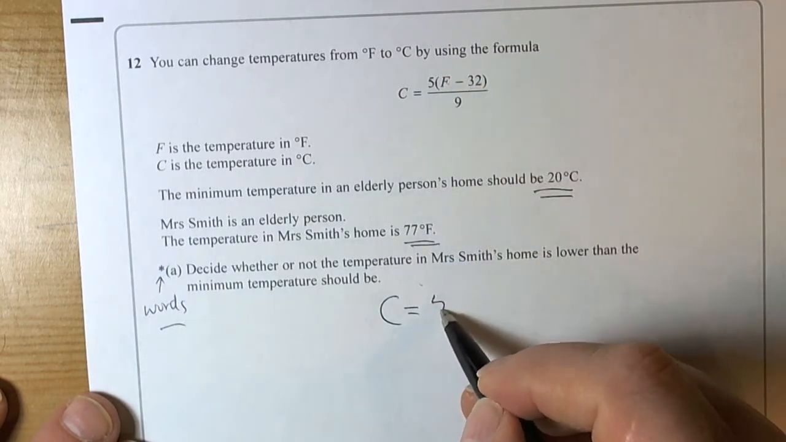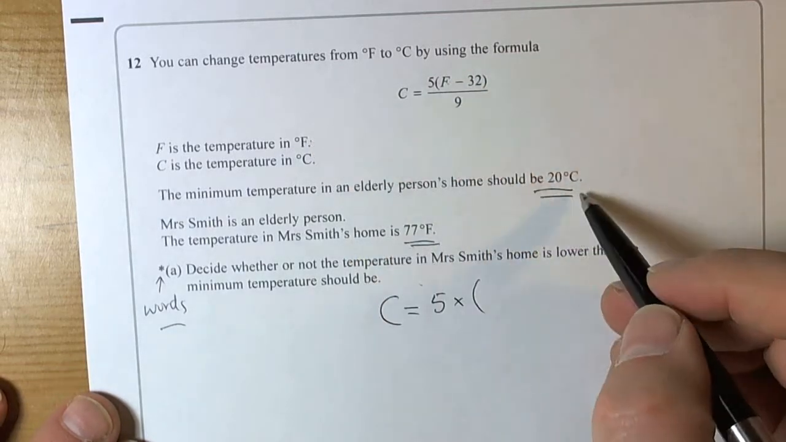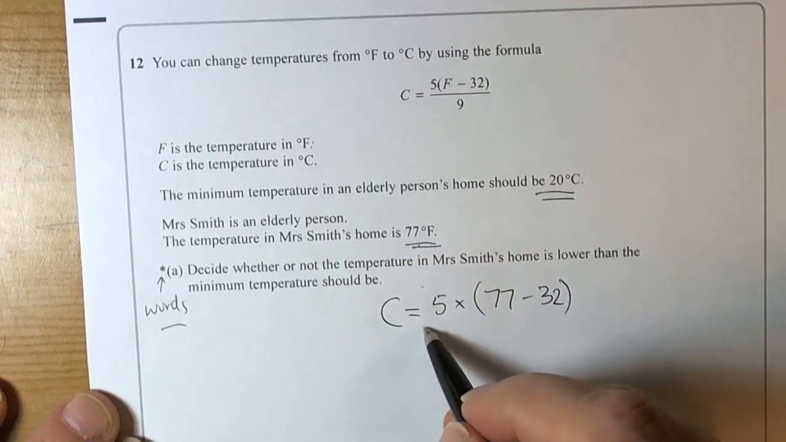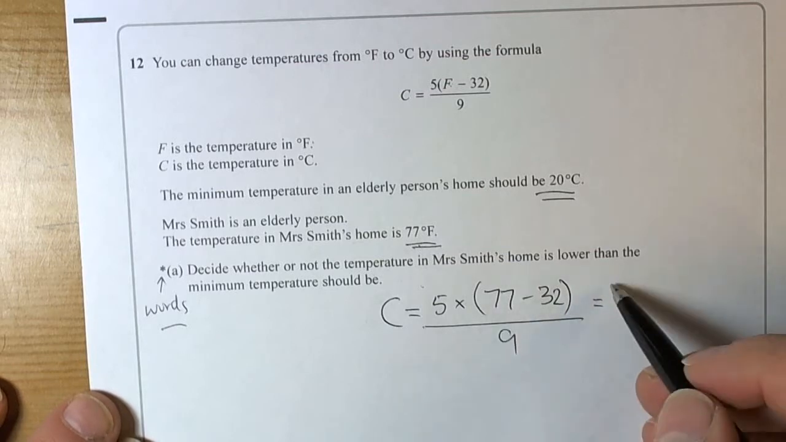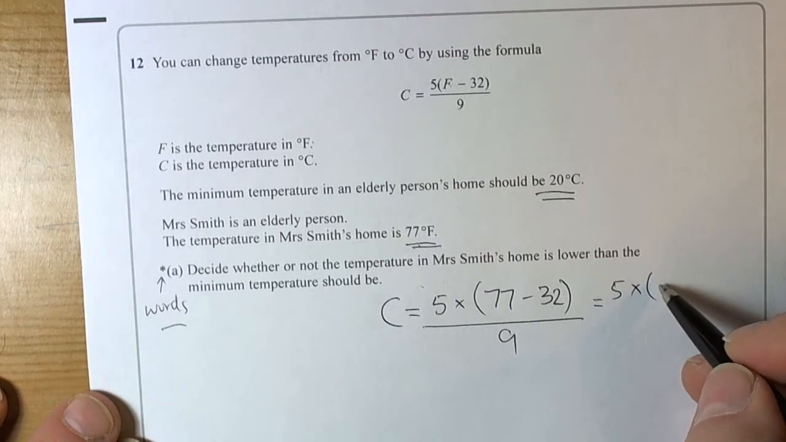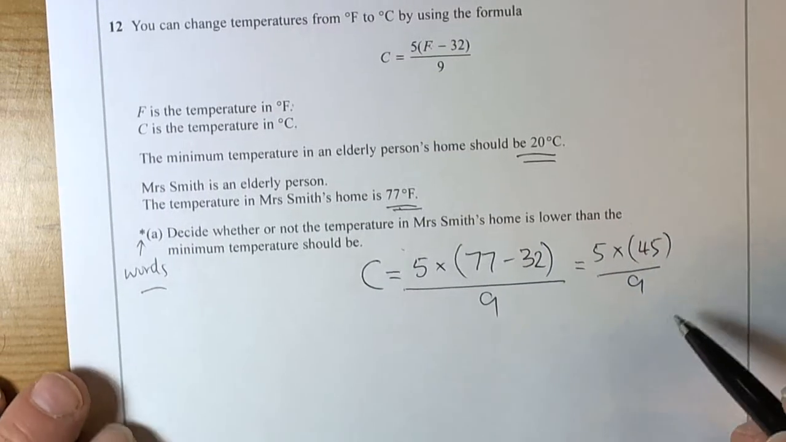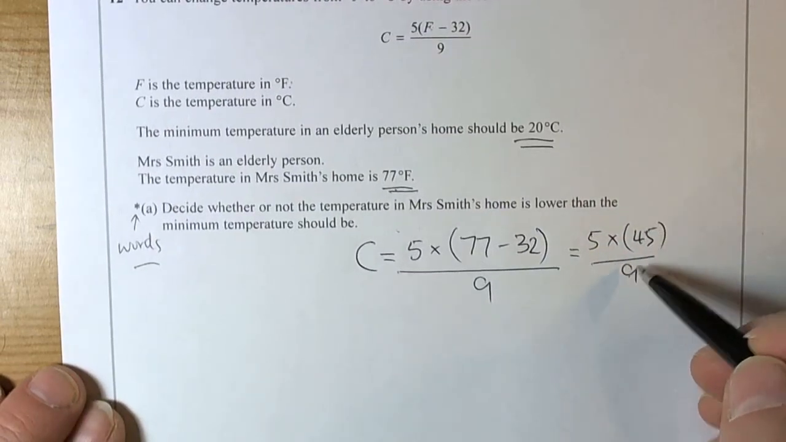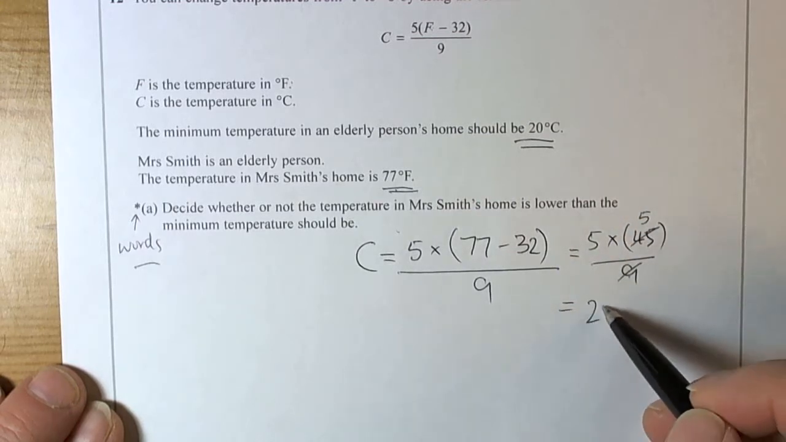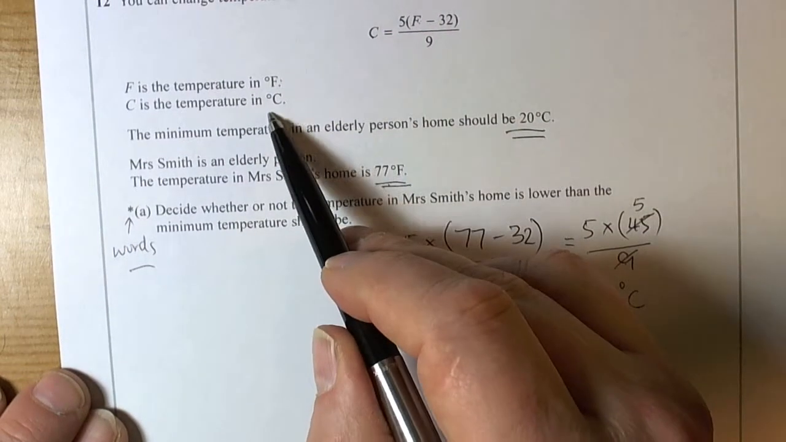So we've got 5 times the F value, which is the temperature in Fahrenheit, and we've been told it was 77. So we've got to do 77 take away 32 and then divide that answer by 9. So this is going to tell us to do 5 times, what, 77 take away 32 is 45, and we've got to divide by 9. Now there's lots of ways you can do this, but hopefully you can see that 45 divides by 9 quite nicely. So that becomes 5, and then you've got 5 times 5, which is 25, and the units of this of course is degrees C, because we're working out what the C value is, which is in degrees C.